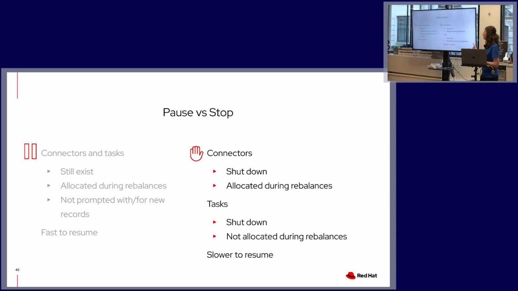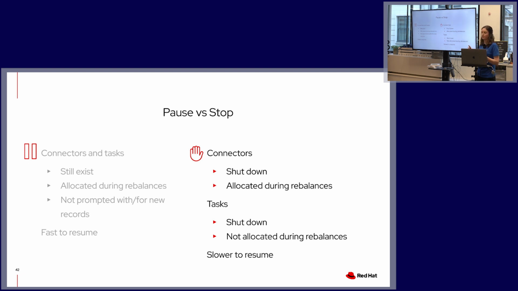But stop has now been added to the Connect API. If you stop a connector, the connector will get shut down, but it is still allocated during a rebalance. So when we determine what needs to be sent across the different workers, that connector process will still be allocated. For those of you who've looked at the Connect API, the stop method on the connector is actually called, so when you resume, it'll get start called again. But all of the tasks are shut down if you do stop, and they're not allocated.